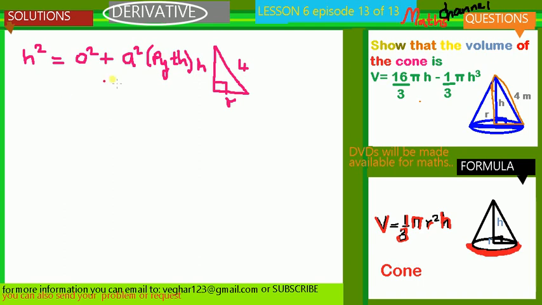So using the Pythagoras theorem, h represents the hypotenuse, so it's 4. So this side is the hypotenuse. O is the opposite side, this is h. So we put h here, squared, minus r, which is the adjacent side, this is the r. Making r squared the subject of the formula, we'll take the h to the other side, and then we'll have something like this.